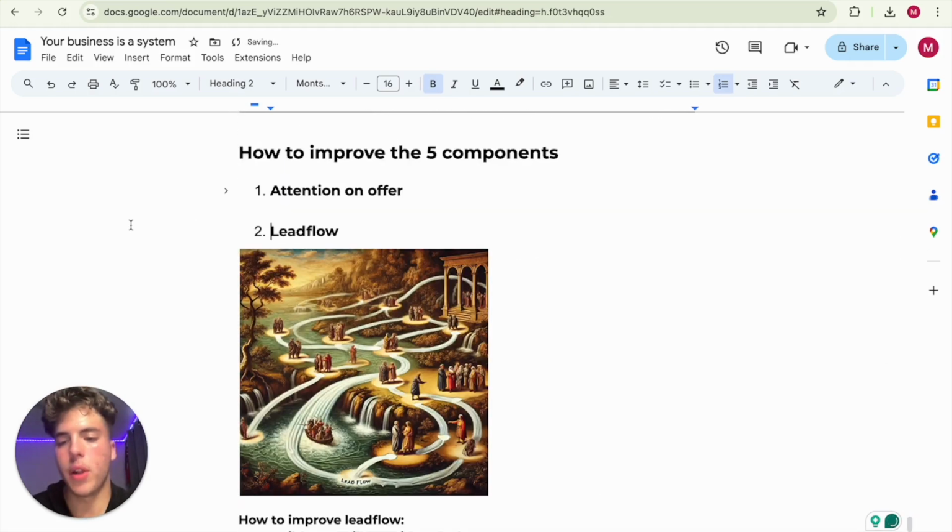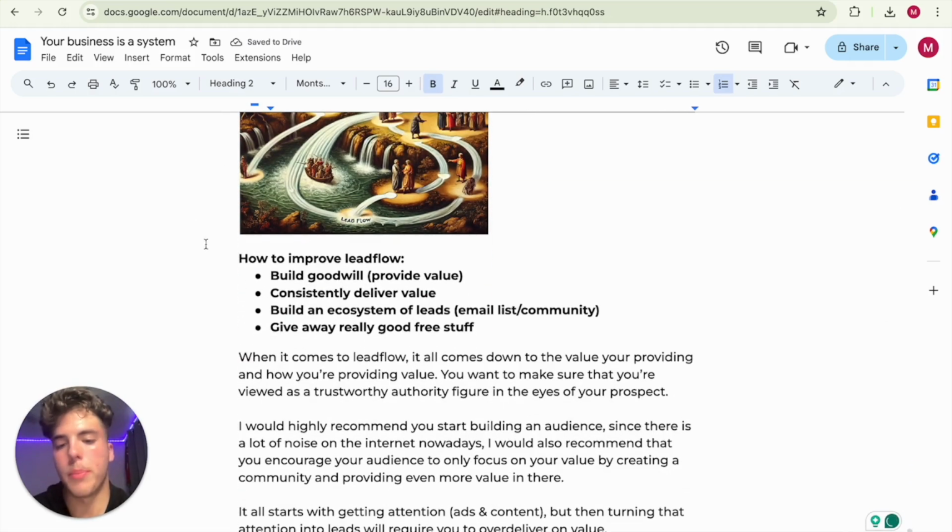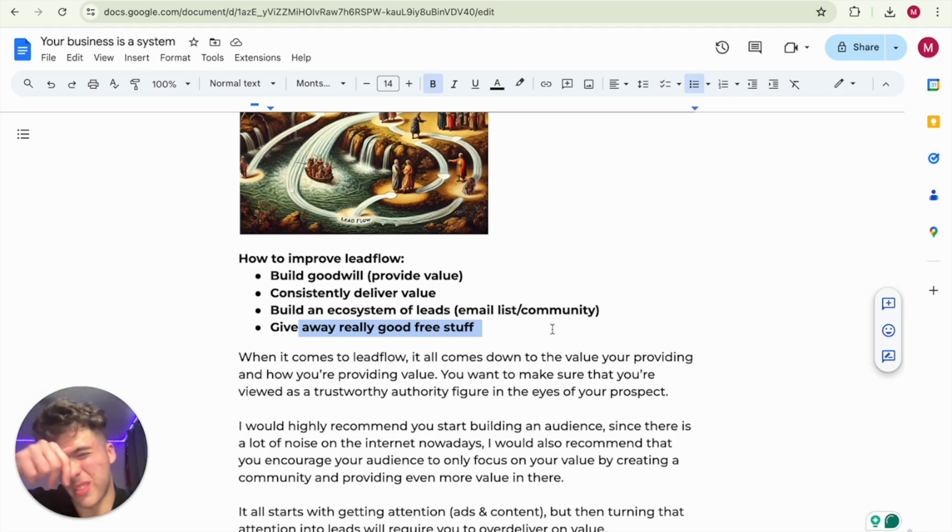So the second one is lead flow. How do you actually improve lead flow? You want to build goodwill by providing value. You want to consistently deliver value. Basically the same thing. You're going to build an ecosystem of leads, whether that's an email list or community, whatever the mechanism you want to use. And you also want to give away really good free stuff. Make your free stuff better than most people's paid stuff, and you will make a lot of money.